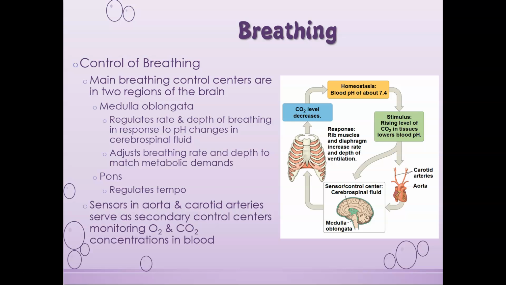Also will adjust some of the breathing rate and the depth to match your metabolic demands. So if you're out running a marathon, obviously you need more oxygen. All right, you're in a fight or flight situation, you need more oxygen, so we're going to do that. And then your pons, which is also part of your brain structure, regulates the tempo itself. All right, so it's sort of working in conjunction there.